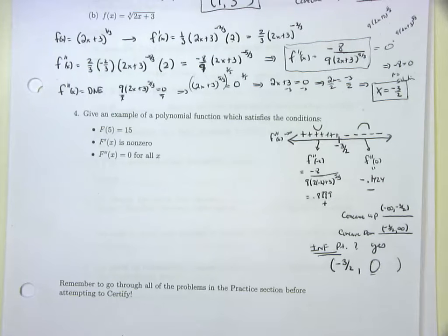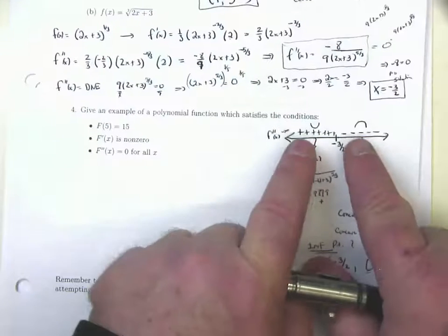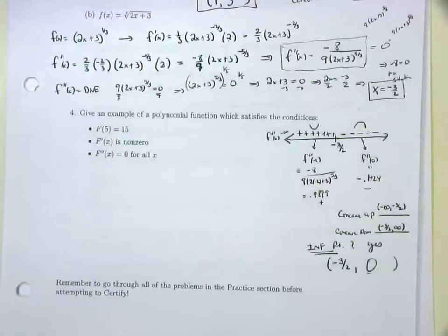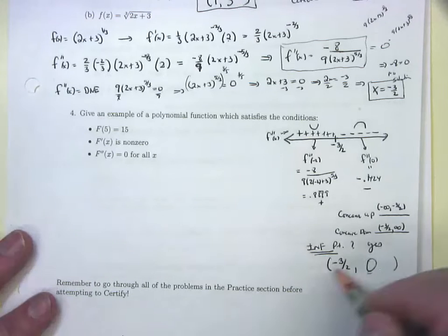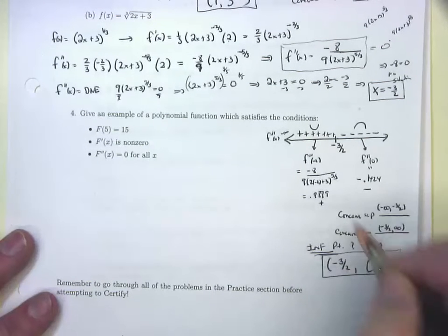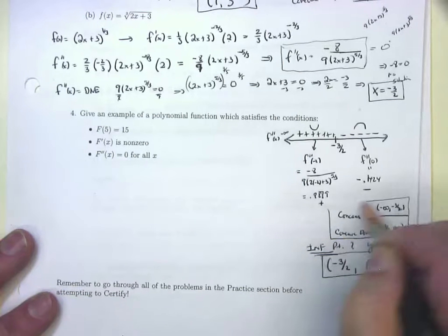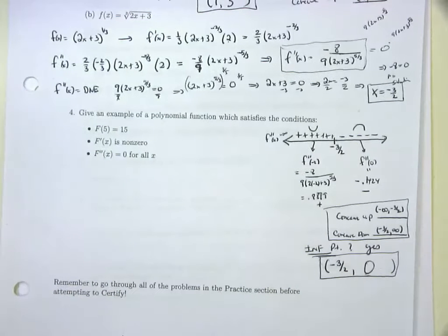Does that make sense? And it is an inflection point because you changed signs on your number line in terms of your concavity. You changed concavity. So answering the questions, this was one of the questions, and the intervals of concavity was the other answer to the question. Does that make sense?